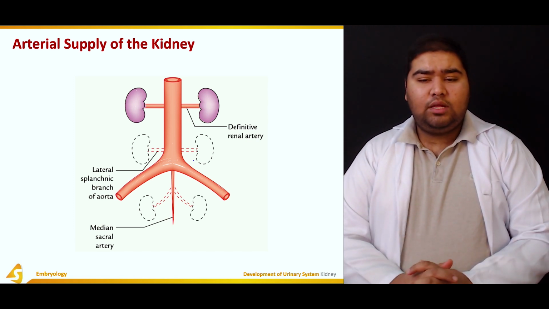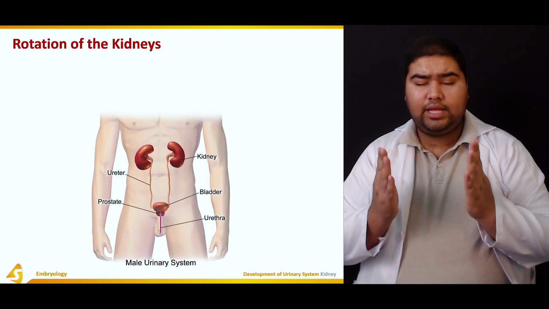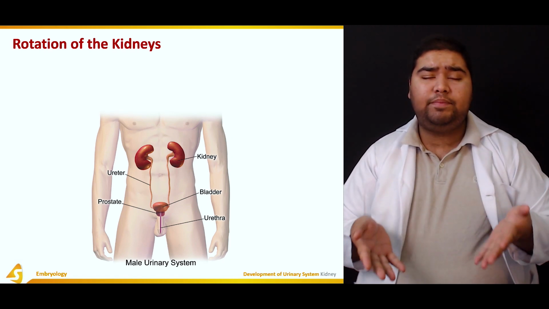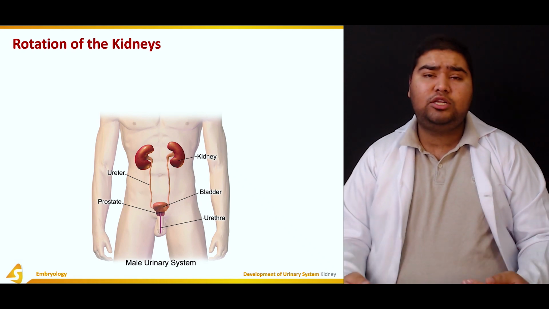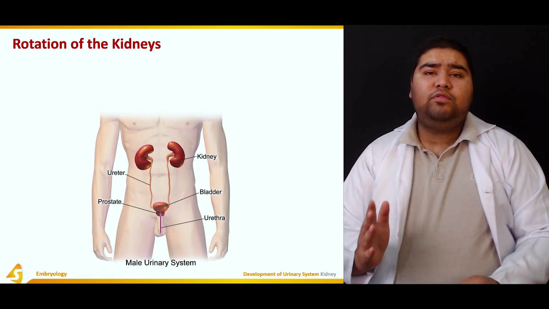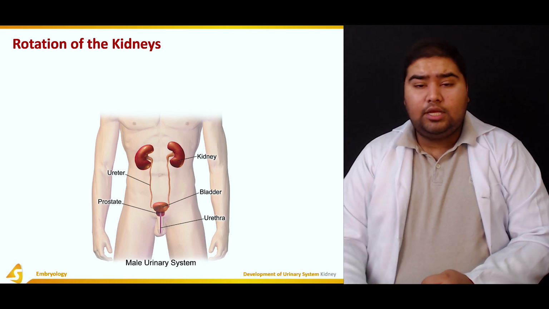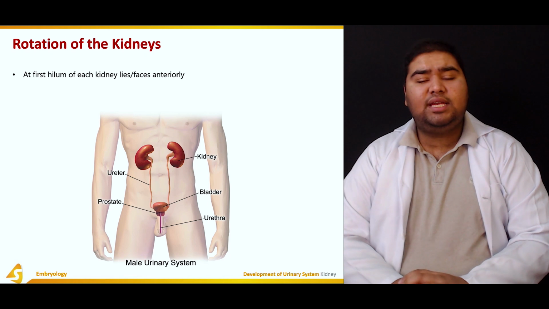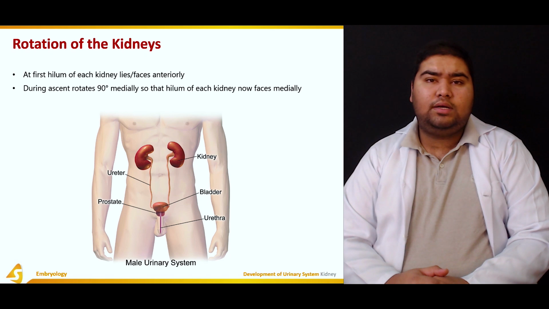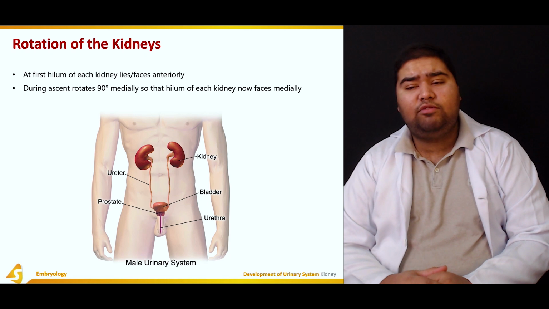So rotation of the kidney, what happens, the kidneys are actually present anteriorly. Now with the development, as the kidneys move upward, they also undergo a medial 90-degree rotation, which causes the hilum of the kidney to face medially towards the inside of the body. So at first the hilum of each kidney lies anteriorly. During the ascent, there is the 90-degree medial rotation, so that the hilum of each kidney now faces medially.